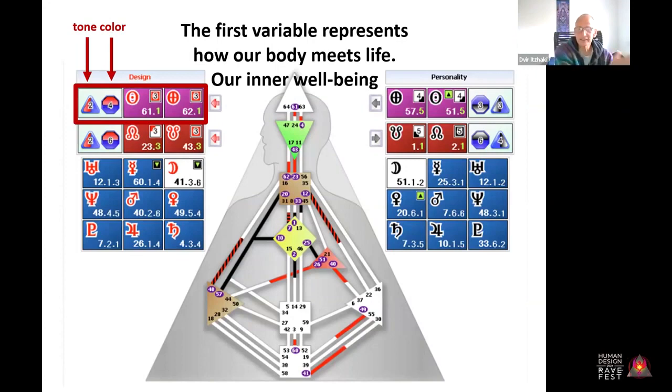We are looking at the body side, at the hardware, and the first variable represents how our body meets life, not how we meet life, how our body meets life. Yeah, our inner well-being. Yeah, the well-being of our body. And that's the hardware that we want. We want it to be better. We want it to be good. We want it to enable us to live to our potential.